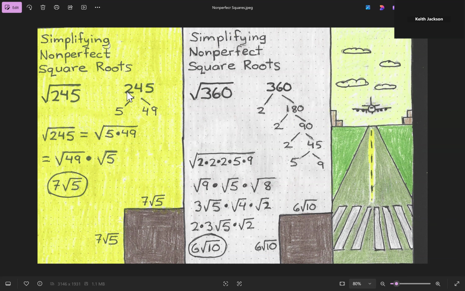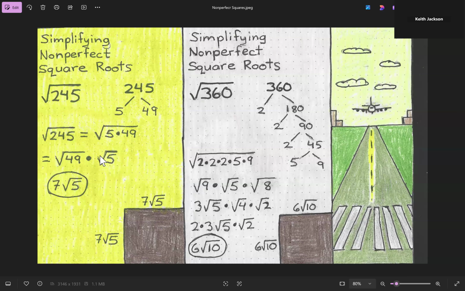We know that 5 is a factor of 245 because 245 ends in a 5. And so we know that 245 divided by 5 would give us 49. I can go further, but guess what? 49 is a perfect square root. So we can rewrite it this way. The square root of 245 is equal to the square root of 5 times 49.